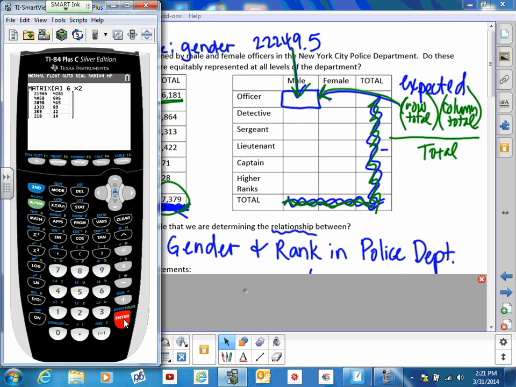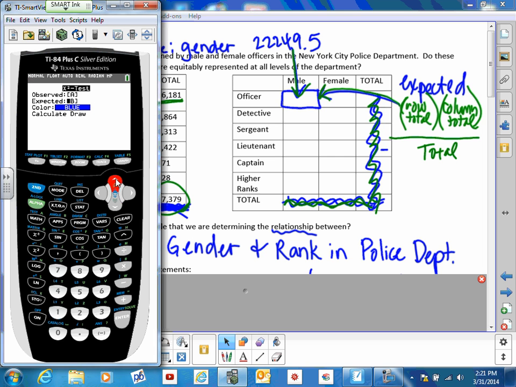All right, so how do I get the calculator to compute all of that expected matrix for me? You have to run the chi-squared test. In the process of running the chi-squared test, it will come up with those expected values and paste them into matrix B. So stat, over to test, go up to chi-squared test, not the chi-square goodness of fit like we did last Thursday.